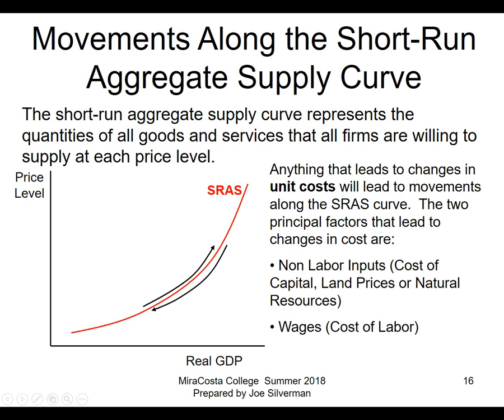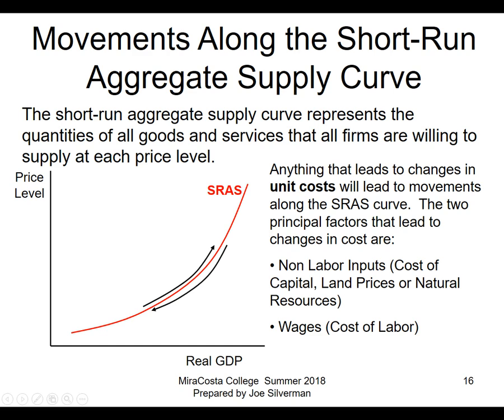So let's talk about the short-run aggregate supply curve. We've got real GDP again on the x-axis, and we've got the price level on the y-axis. We're showing the short-run aggregate supply curve as being upward sloping. What does it mean if it's upward sloping? It means that as we get to higher and higher levels of real GDP, in other words, as we move in this direction on the x-axis, the price level rises. So why would the price level rise?